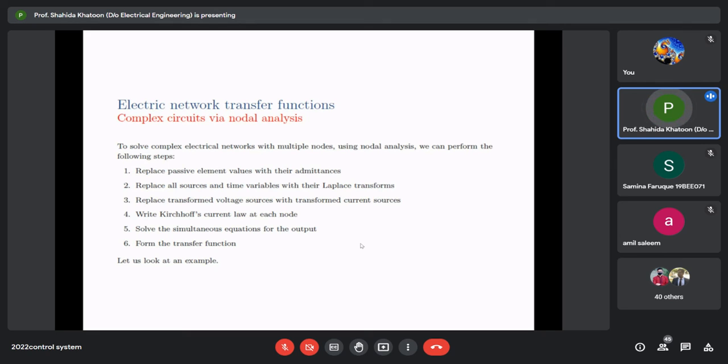Now, complex circuit analysis using the nodal method. These are the steps. Replace passive element values with their admittances. Replace all sources and time variables with their Laplace transforms. Replace transformed voltage sources with transformed current sources. Then write Kirchhoff's current law at each node. Then solve the simultaneous equations for the output and form the transfer function.